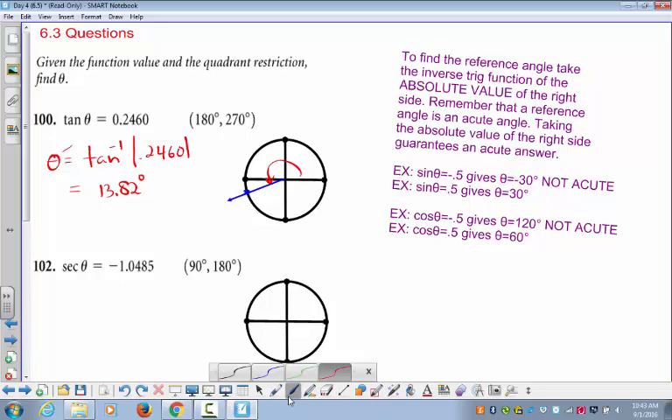So the reference angle is the inverse trig function of the absolute value of the other side. And so what do you think we do with that reference angle? We're in quadrant 3. Last time, we talked about how you find an angle from a reference angle. Quadrant 3, what do we do to a reference angle? Add 180. If we're in quadrant 3, we've gone 180 plus the reference angle.